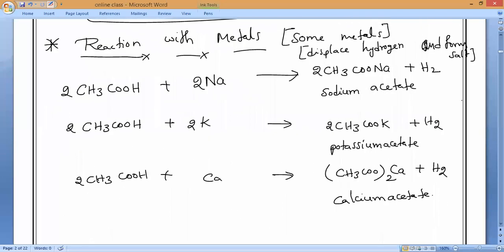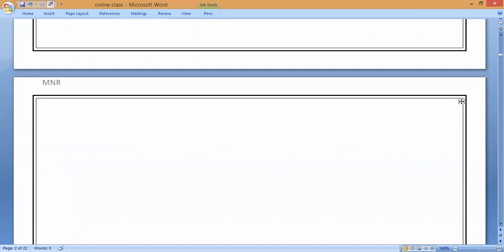Okay. Next, reaction with the bases. Anybody can tell? Reaction with the bases, sorry, acid reacting with the bases. What will happen when acid reacts with the base? The reaction is neutralization. Neutralization reaction. Write it.